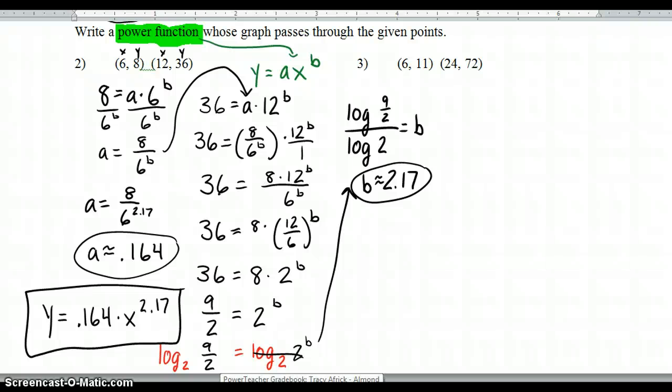Alright, when it comes to number 3, I'm going to save that one for class, for you guys to try in class, and maybe to try it on your calculator so that you can see that other method that we got for writing these exponential functions and these power functions. So don't forget, we will be learning that calculator method in class.